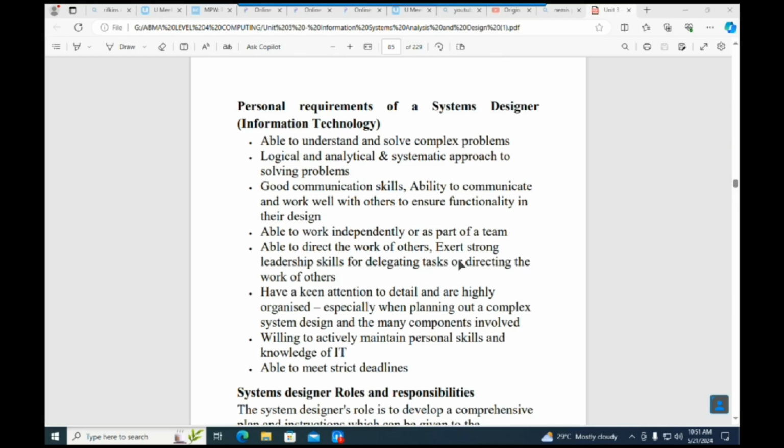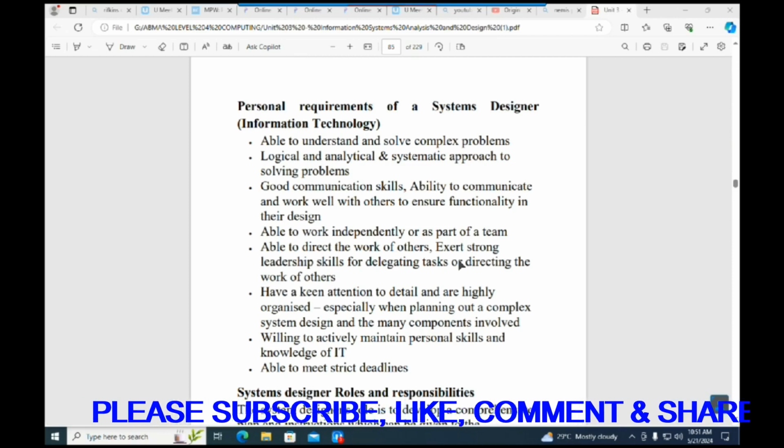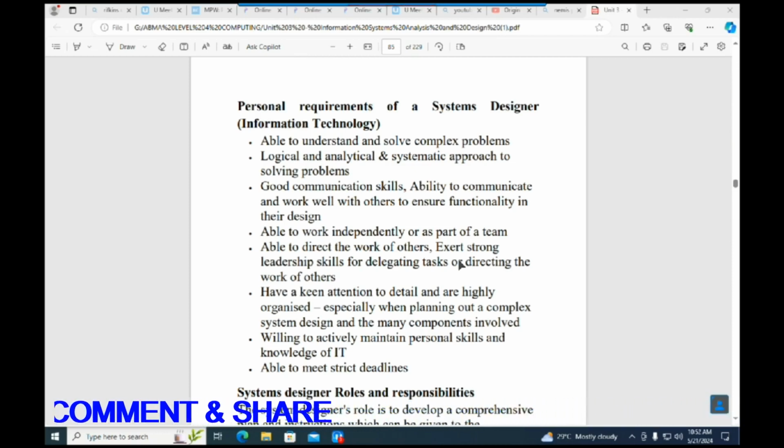Should be someone who has good communication skills and also has the ability to work well with other people, ensuring that we have good functionality in terms of the proposed design. So again, should be somebody who is flexible, somebody who can work alone and at the same time can work with a team. So should be able to work independently or maybe as part of a team. Should be able to offer directions also to other people, other workers. Somebody with strong leadership skills, who is able to delegate tasks and also direct the work of others.